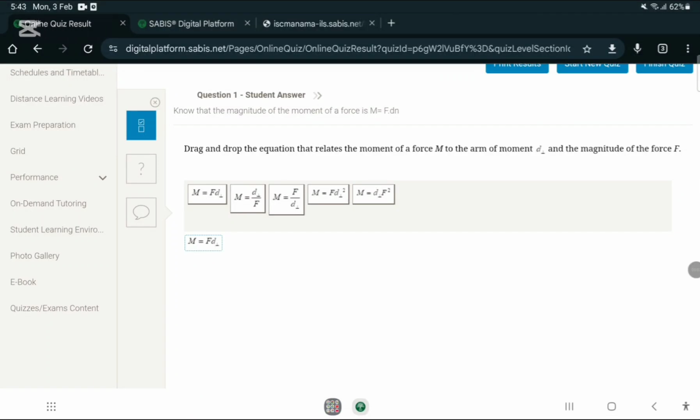Today we are going to be solving the CA physics quiz for term 2 week 8 chapter 4.3 to 4.10. Okay, let's get started.